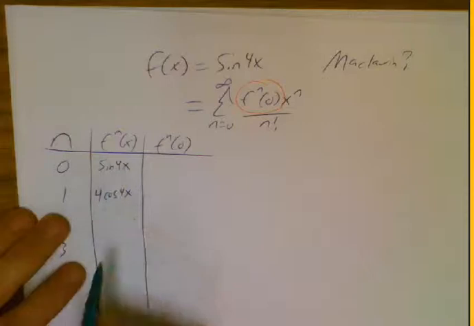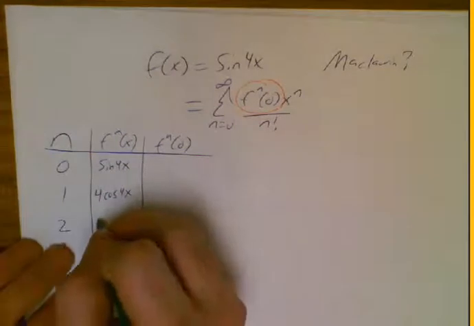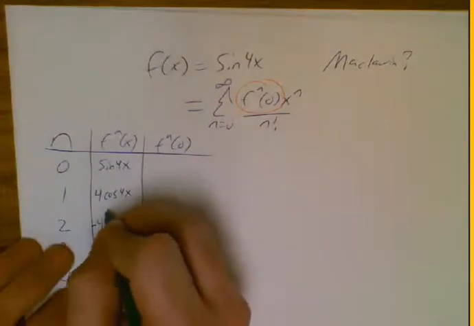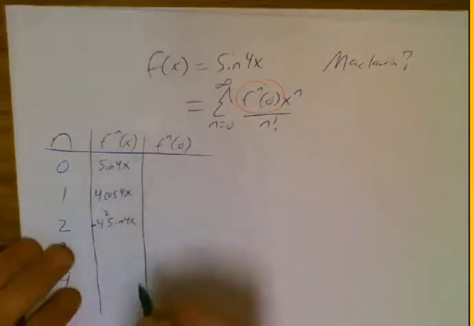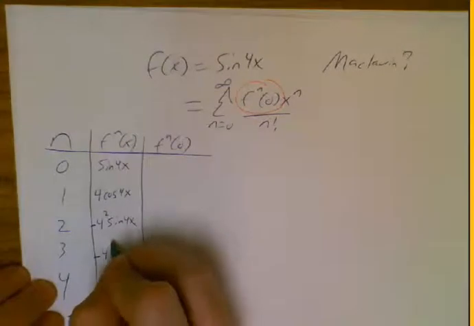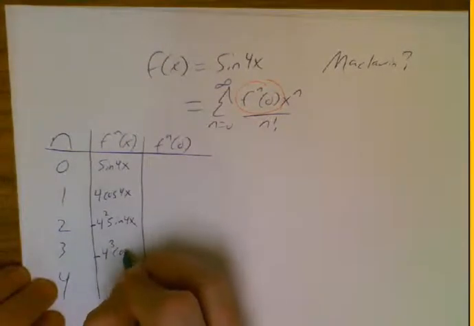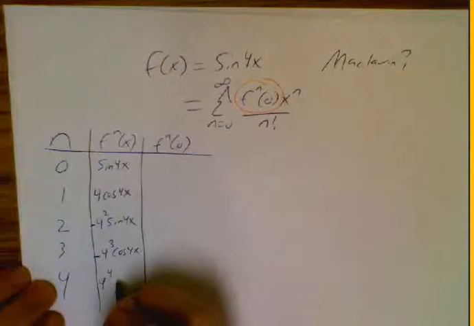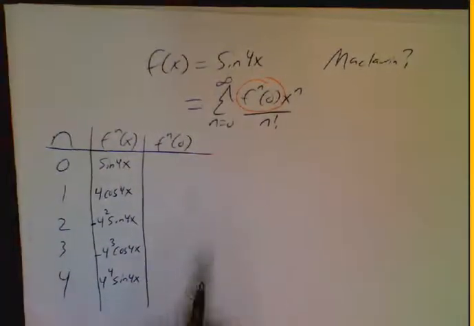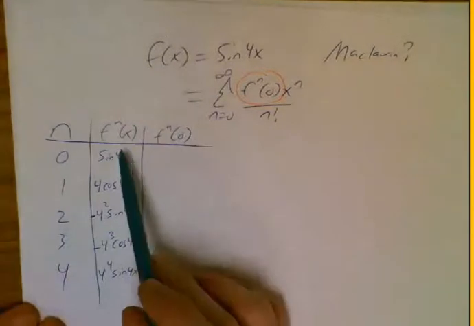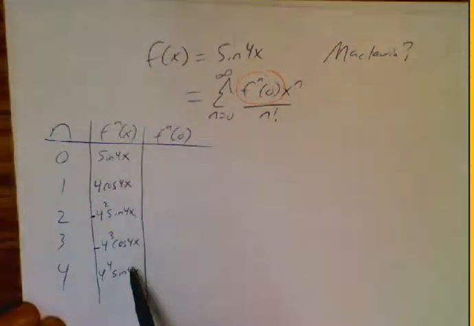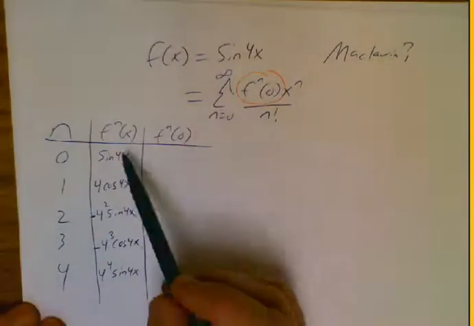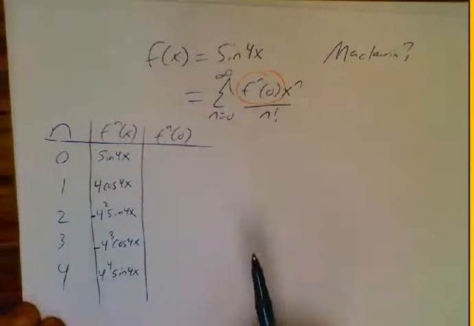I got a chain rule kicker. And then I've got negative 4 squared sine 4x. And then I've got a negative 4 cubed cosine 4x. Then a positive 4 to the 4th sine of 4x. Sorry, I'm thinking ahead. So I still have my sine, cosine, negative sine, and then positive sine pattern, but I have all these 4's coming out as chain rule kickers.